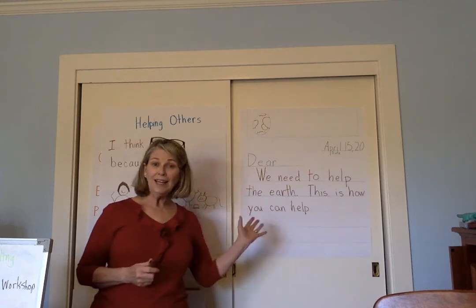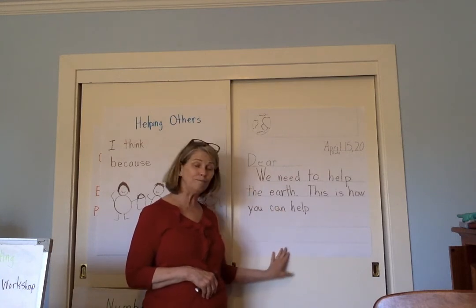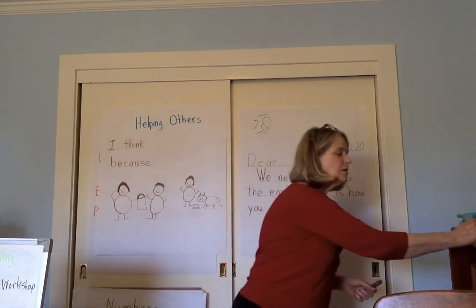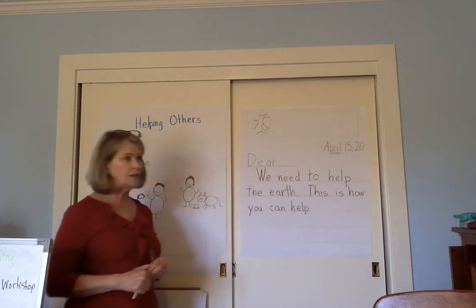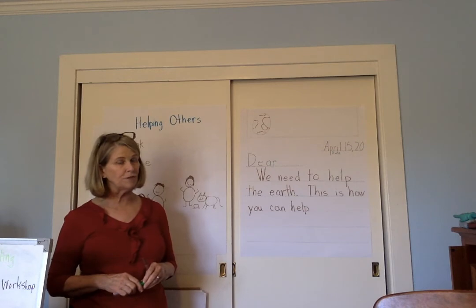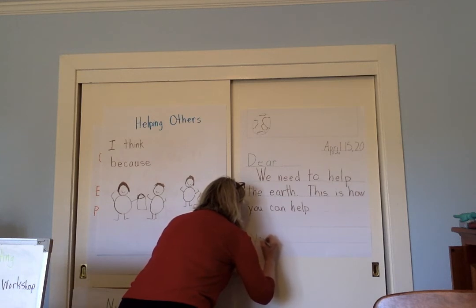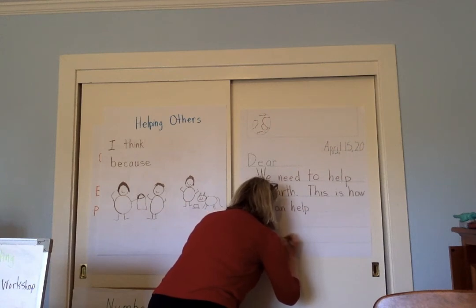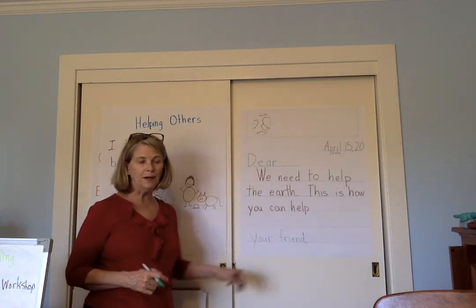So that is how you make your letter. Now, we always have to sign our letter. So at the bottom is where you're going to sign it. And a lot of times you might want to sign it your friend, or you could say sincerely, or you could say thank you for listening. I'm going to write your friend. That's a U with an R at the end. Friend. Oh, I'm not sure I know how to spell that, but I'm going to sound it out. Your friend, and then you put your name at the bottom.